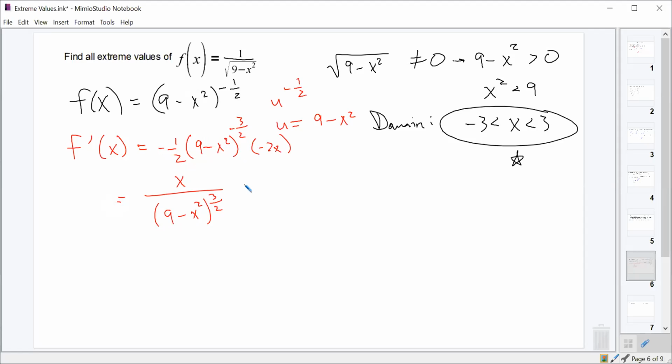Now we need to see, when does it equal 0? So when does a fraction equal 0? Only if the numerator is 0 and the denominator isn't 0. So if x is 0, this numerator is 0, and the denominator, 9 minus 0 to the 3/2, is definitely not 0. True. So x equals 0. This is one critical value. And then we also need to see when this is undefined. And so it's undefined when the denominator is equal to 0.